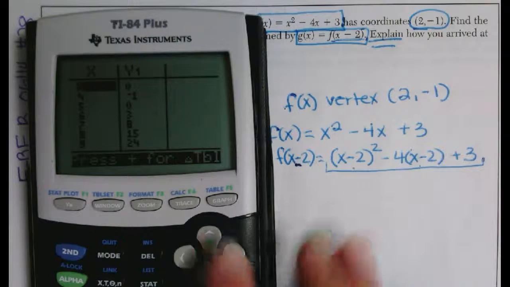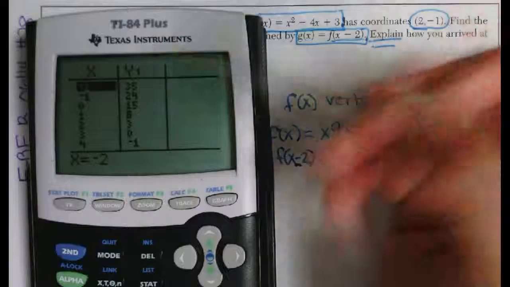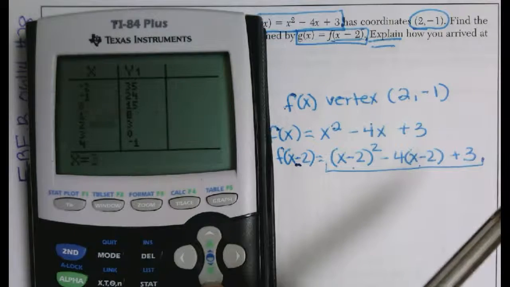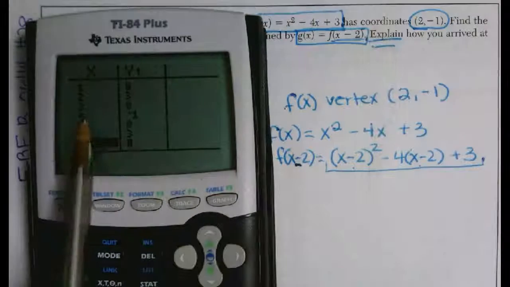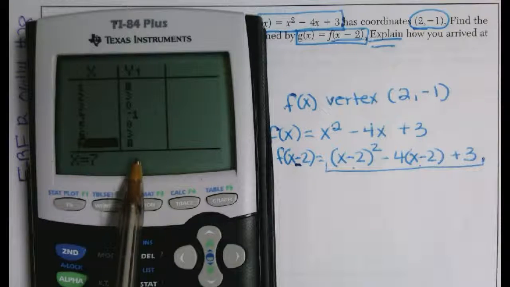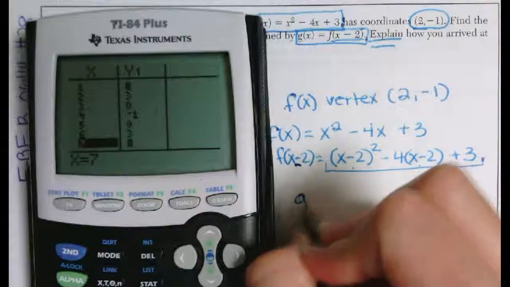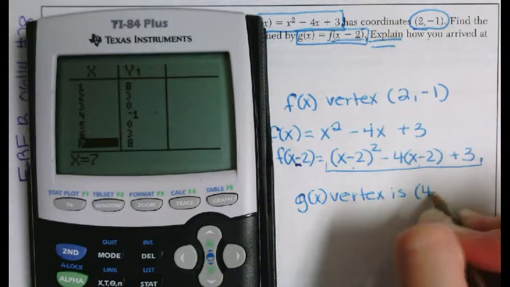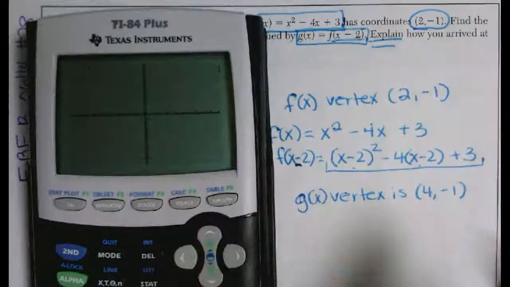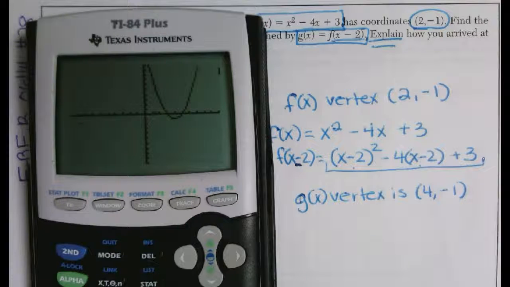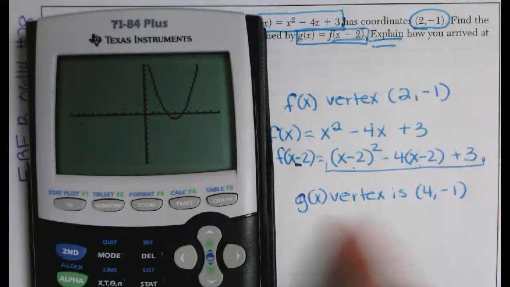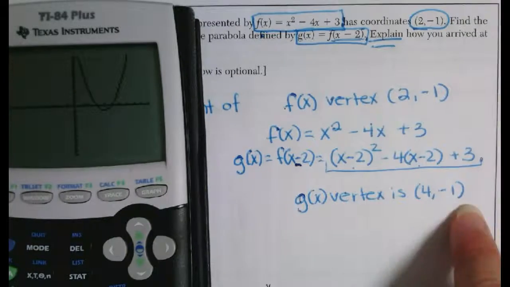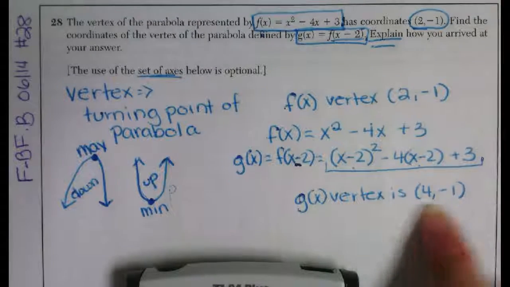So I know that by going up or down, let's follow the numbers. Well, here the numbers are going down, down, down, down, down, down, down, down, down, down. And then all of a sudden, at 4, -1, my numbers start going up. So I know that my g of x vertex is 4, -1. And if I graph it, and just by hitting graph, I can see that's where my new one is. So how did we get from 2, -1 to 4, -1? What are the coordinates? Well, we know it did this.